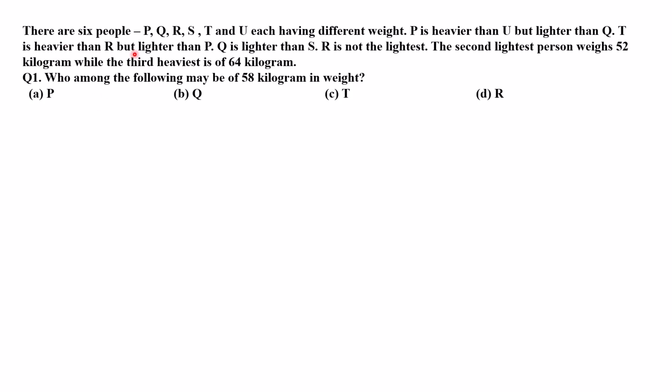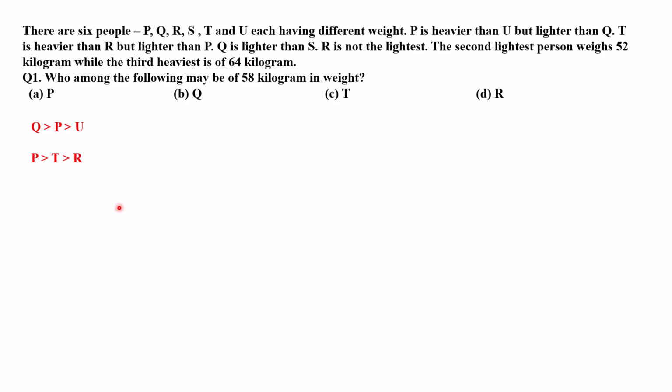Now the question is, there are 6 people P, Q, R, S, T and U, each having different weight. P is heavier than U but lighter than Q. So how to write this? Here P is heavier than U, so the weight of P is more than U, but lighter than Q means the weight of P should be less than the weight of Q. Second, T is heavier than R but lighter than P. So T's weight is more than R but the weight of T is less than the weight of P.